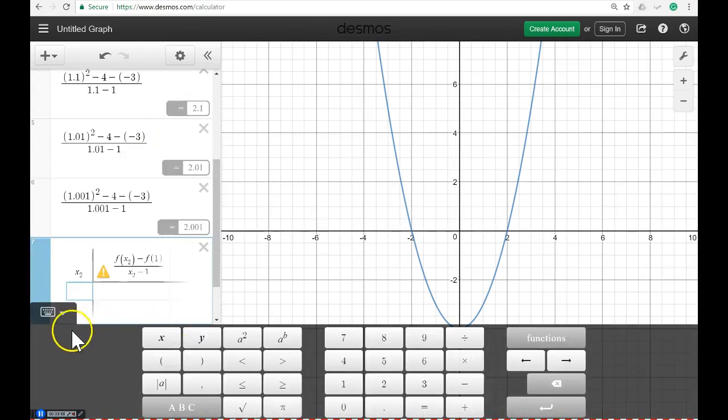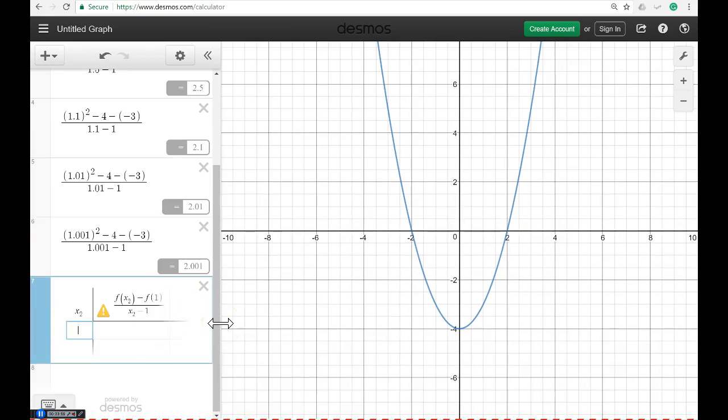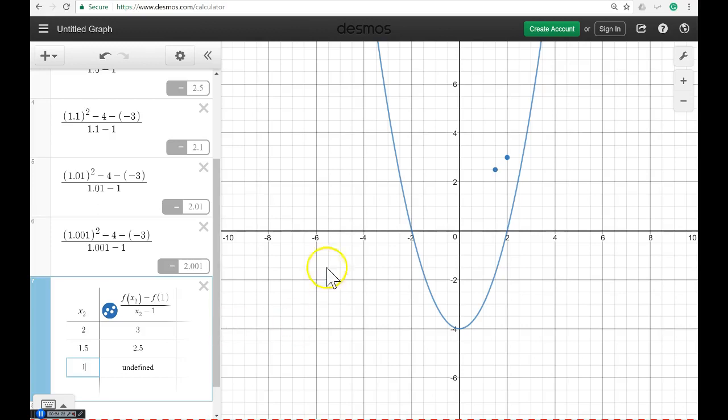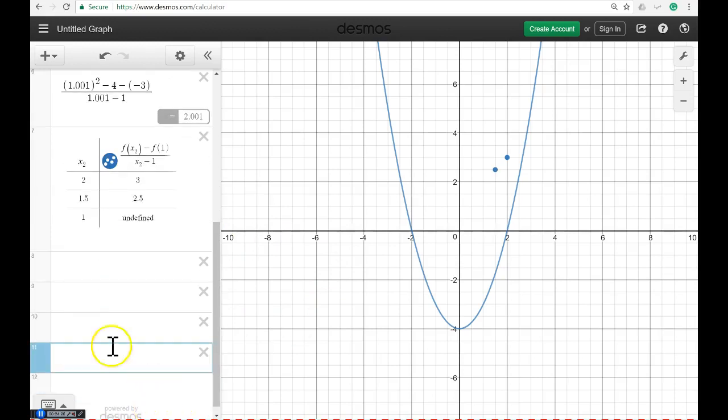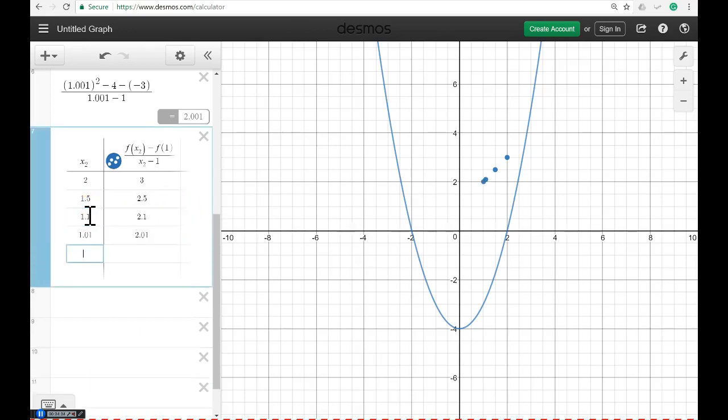Okay, so now here are some things that I would like to plug in. Whatever I type in here, Desmos is going to plug into f of x2 minus f of x1 over x2 minus x1. 2, what did I get? 3, which is the same thing that I got earlier. 1.5, 2.5. Notice what it says when 1 goes in. I don't know if you can see it very well, so let me come down here and add some more. Undefined, because it's 0 over 0. Good job, Desmos. 1.1, 1.01, 1.001.